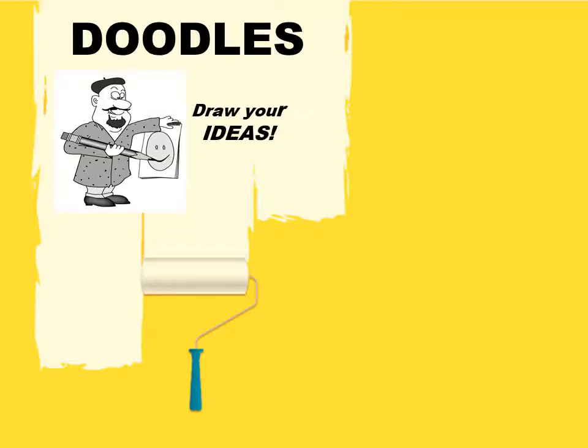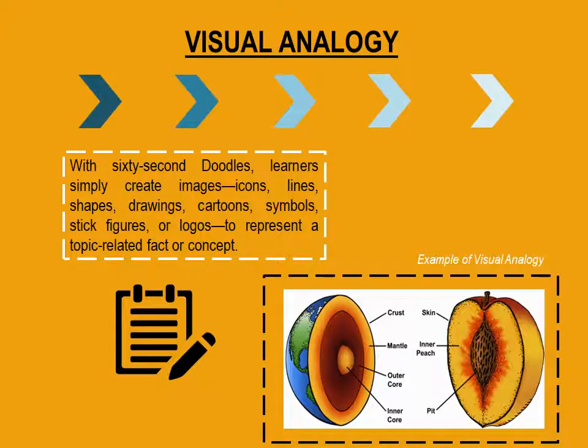Now, let's further discuss doodles and the principles behind it. Are you ready? Come on! Doodles, in other words, are visual analogy. And since it is a visual analogy, it is an image that represents a concept, or a 60-second graphic. By that, learners simply create images, icons, lines, shapes, drawings, cartoons, symbols, stick figures, or logos to represent a topic-related fact or concept. The picture below is an example of visual analogy.